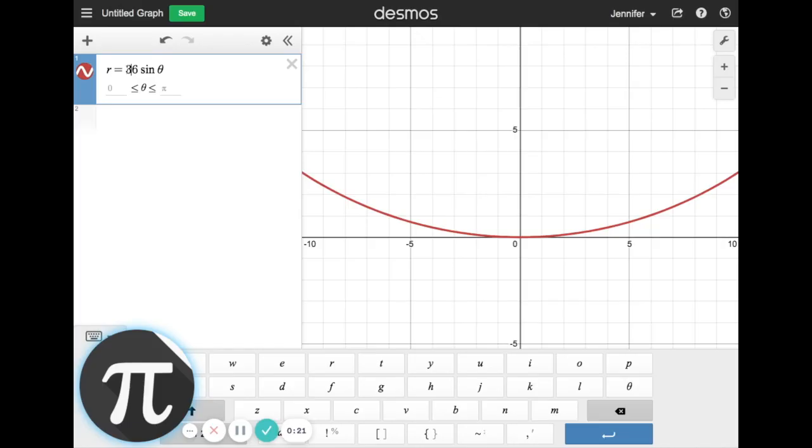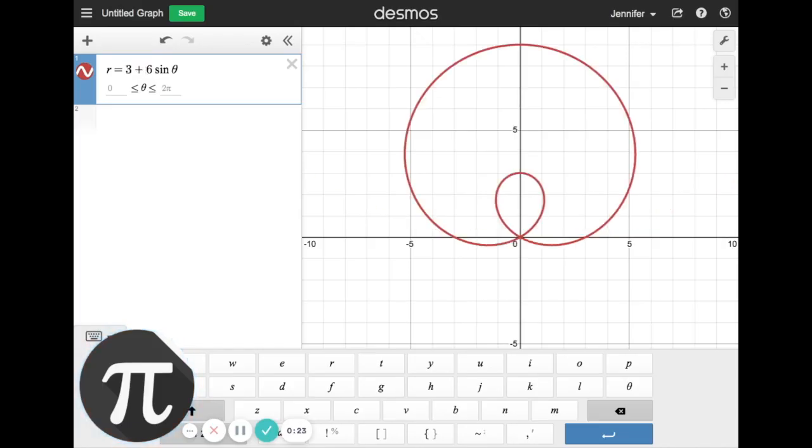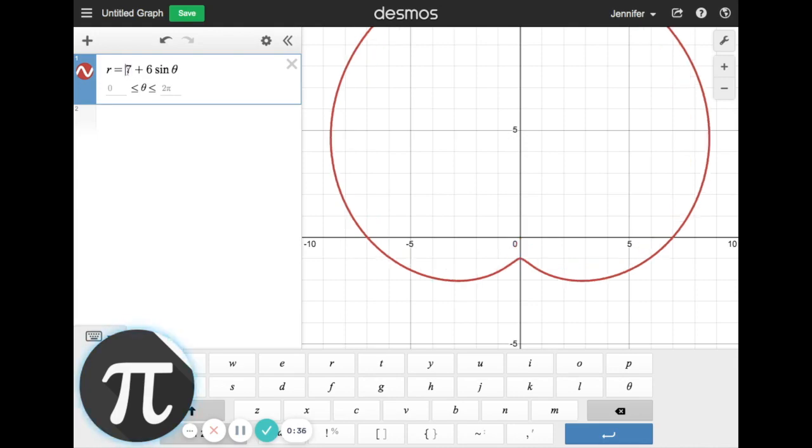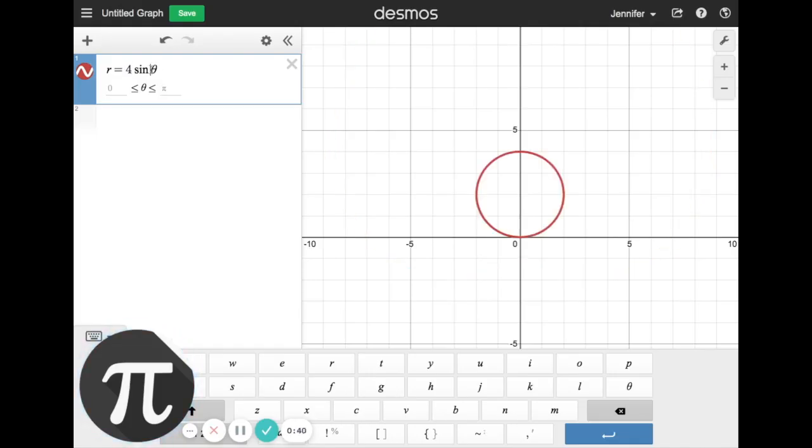And then, of course, if we added or subtracted something, I might get a little loop in the middle, or if I change the numbers so they matched, you just get a little dimple in or something like that. Okay, so what we're going to do today, instead of changing what we add, we're going to change the coefficient of the theta. So right now it's 4 sine theta, makes a nice circle.